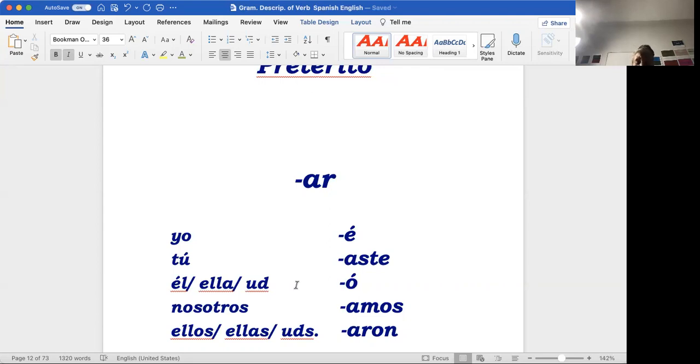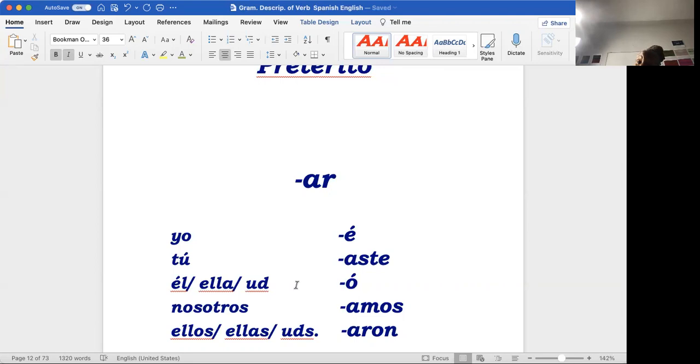This is not church conjugation. So it's A, aste, O. That O is really important. I mean, that accent on that O is really important, so you don't get it mixed up with the yo form of the present tense.